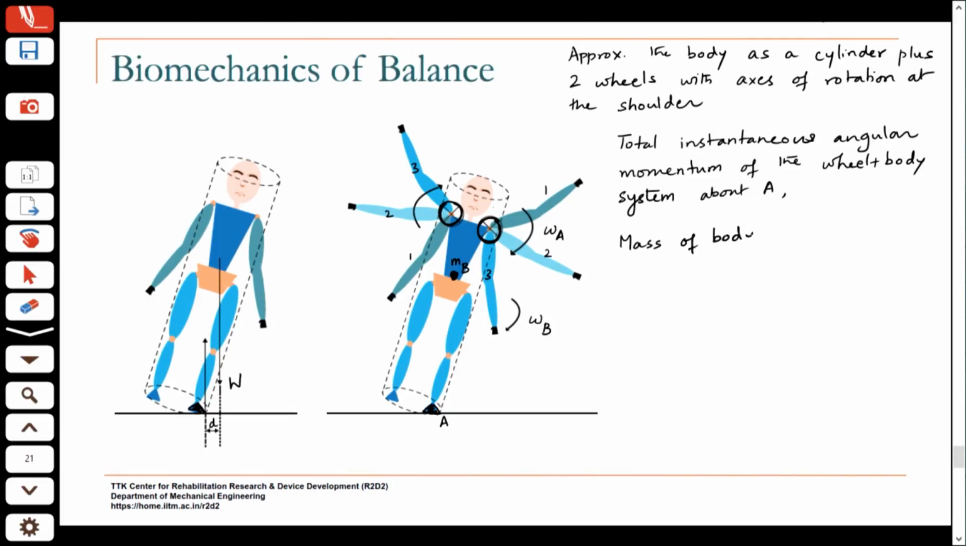Mass of body equals MB, and let us say its moment of inertia about the center of mass is IB, and let us say this is located from that point A at a distance R1, and then from the center to the center of mass of the body is R2.